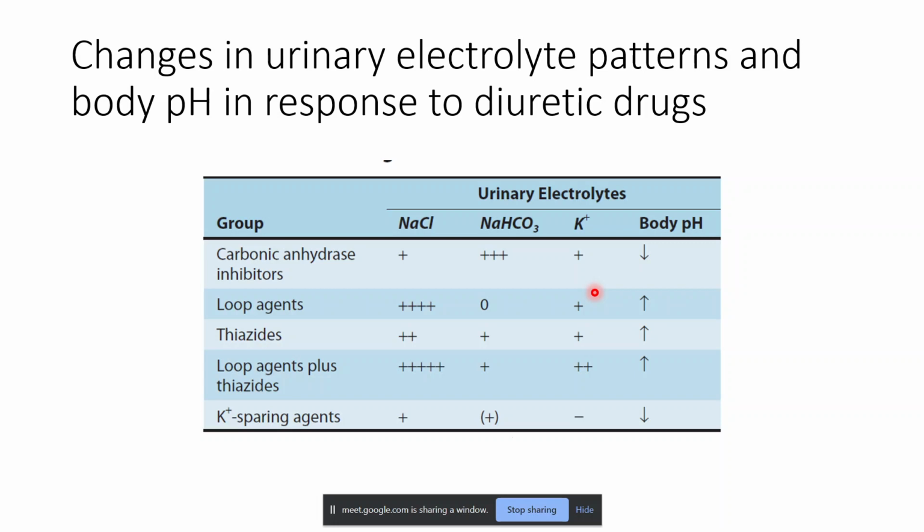In patients with kidney disease, acetazolamide should be avoided because it causes sodium bicarbonate excretion and can lead to acidosis. Potassium-sparing diuretics may cause hyperkalemia, and thiazide diuretics may not be effective in patients with a low glomerular filtration rate, so loop diuretics are preferred.